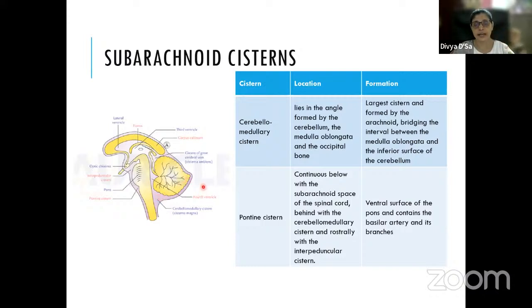The next cistern we have is the pontine cistern. So pontine cistern is here. It is continuous below with the subarachnoid space of the spinal cord, behind with the cerebellomedullary cistern, and rostrally with the interpeduncular cistern. It is basically located on the ventral surface of the pons and it contains the basilar artery and its branches. So the content is basilar artery and its branches.